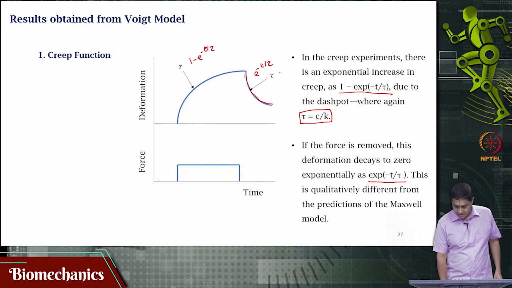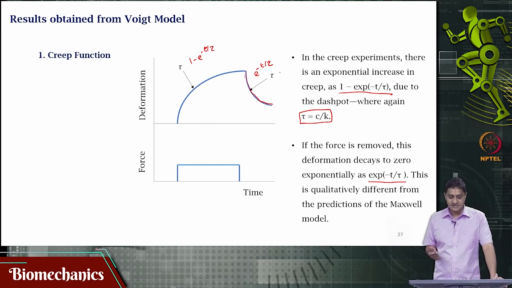Okay. So, this is the creep result. So, as I am increasing the force, the response, the deformation increases as in 1 minus e power minus t by tau, and if I remove the force, it decays as in e power minus t by tau. Okay.